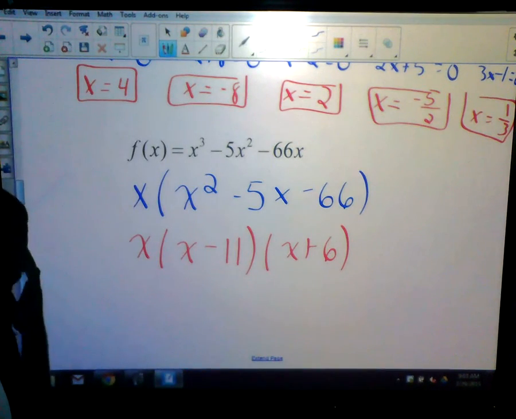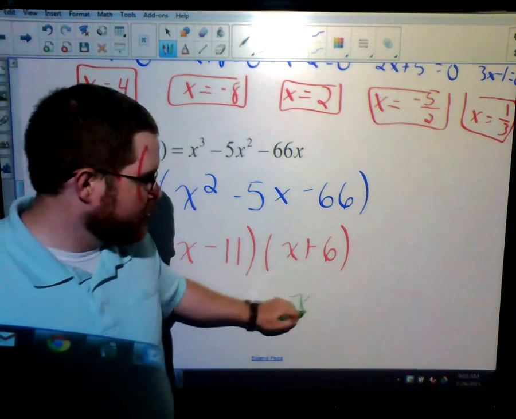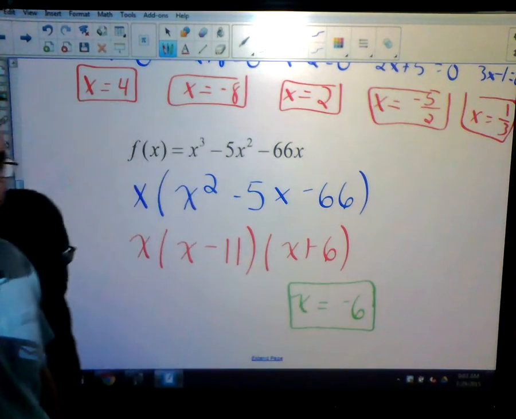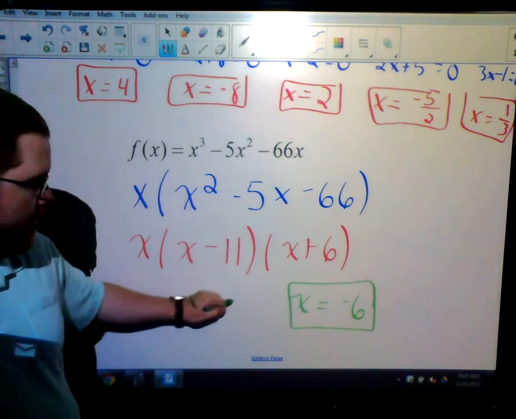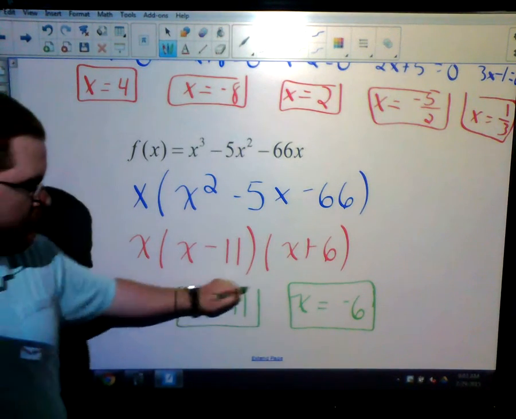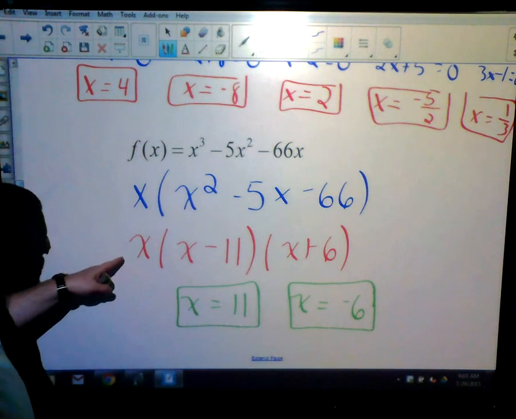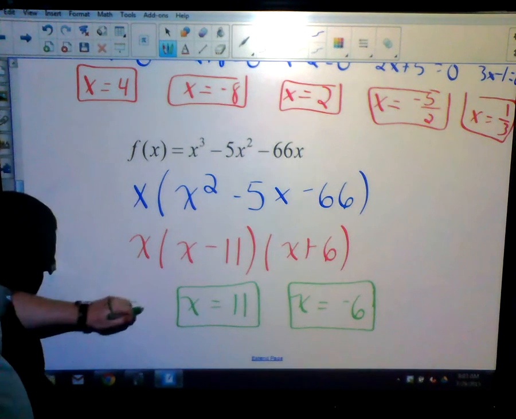So what are my 3 answers? Well, this is x equals negative 6, because that'll make 0. This is x equals positive 11, and that'll make 0. People always have trouble with this. If you set this equal to 0, you get x equals 0.